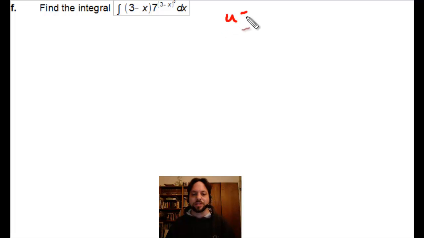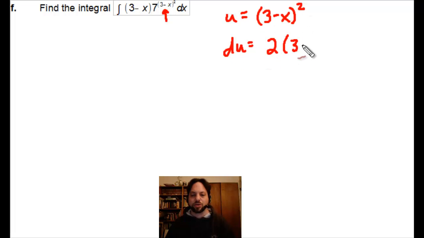So if I want to do this, I'm going to let u represent the exponent. So that will be the quantity 3 minus x squared, no problem. Of course, then du will simply be the derivative of that, which is going to be 2 times the quantity 3 minus x to the first power. Now, of course, I do need the chain rule here. Never forget about the chain rule. The differentiation of this 3 minus x is simply negative 1. So I'll just go ahead and throw a negative out front and include my dx.